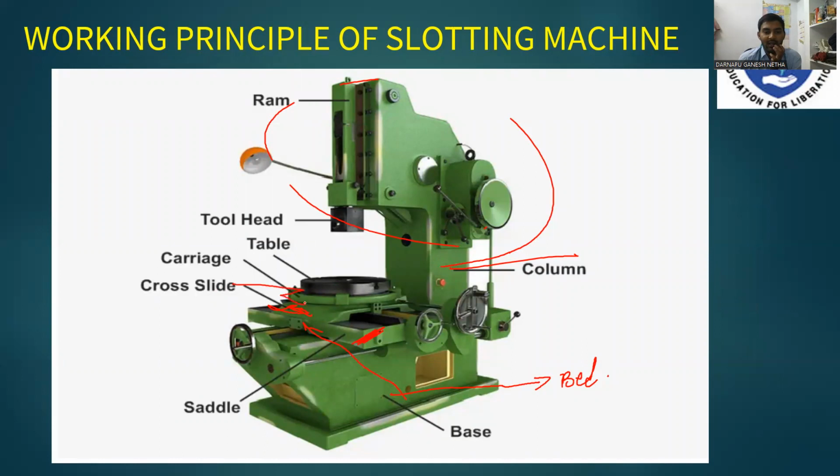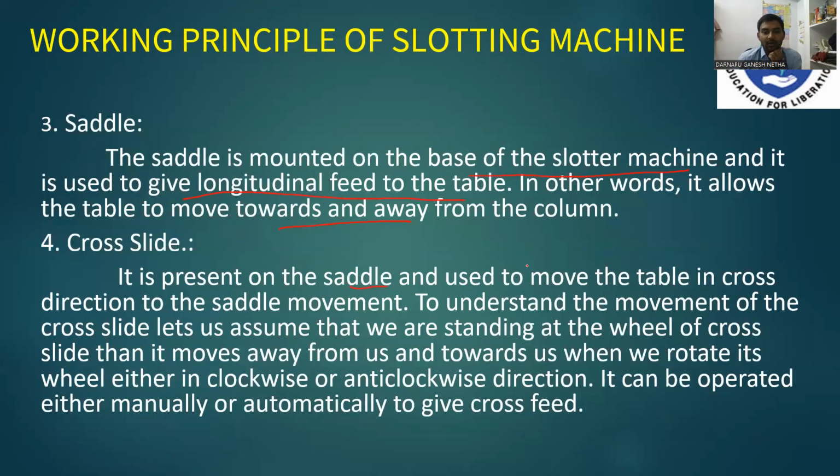This cross slide is present on the saddle. Then use it to move the table in the cross direction of the saddle movement. To understand the movement of the cross slide, let us assume that we are standing at the wheel of the cross slide. Then it moves away from us and towards us.